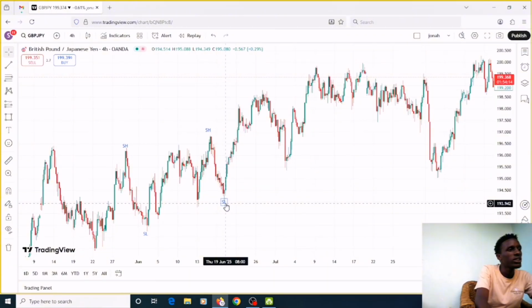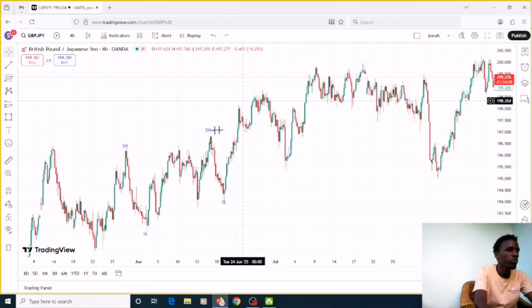So this is where I'm going to be having my next swing high. Let me demarcate it. This is where I'm going to be having my next swing high. So the peak here, where price is at the peak, that's my swing high, and my next swing low is going to be this point here.